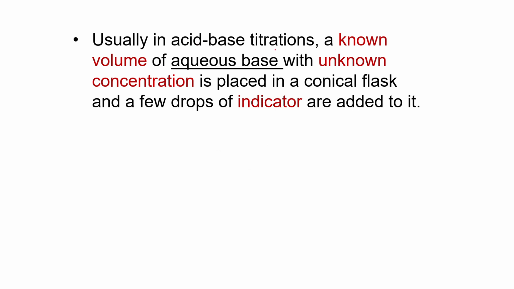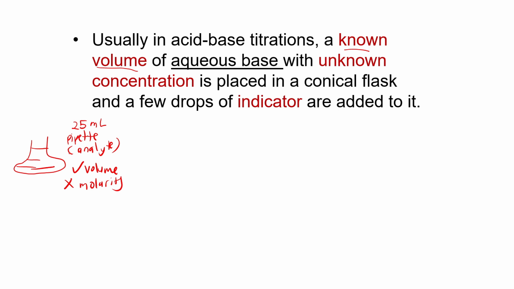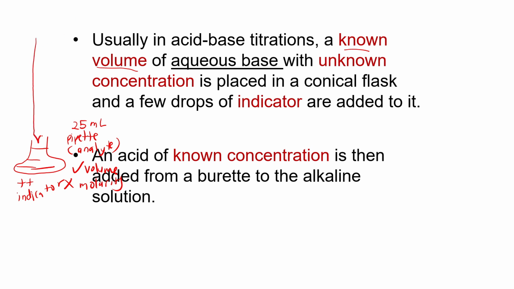Usually in acid-base titration, a known volume of aqueous base is placed in the conical flask. We usually use a pipette, for example 25 ml. This one we call the analyte. In the conical flask we know the volume, but what we do not know is the molarity. We also add a few drops of indicator. In the burette we put the solution, the titrant. We do not know the volume used, so we fill it full to the 0 reading, but we know its molarity. Then we titrate until the indicator changes color.